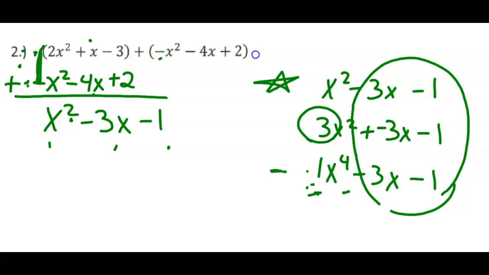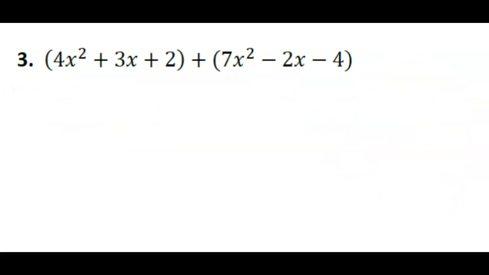Good job. Did you guys do the last one? Number 3? I'll do the Titus. Okay. So Titus got 11x squared plus x minus 2, which was an alarming answer for the last problem. But it's a good answer for this one, right? 4 plus 7 is 11. 3 plus negative 2 is definitely 1. 2 plus negative 4 is definitely negative 2. Yeah. Okay? Yeah, I got the same. Excellent. All right.